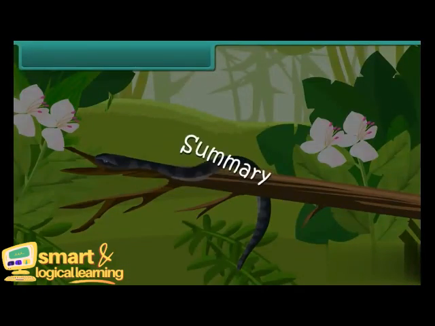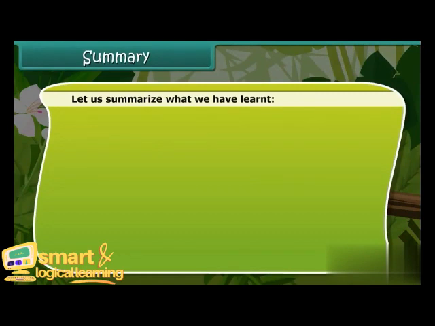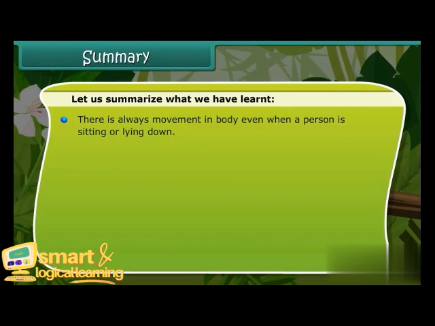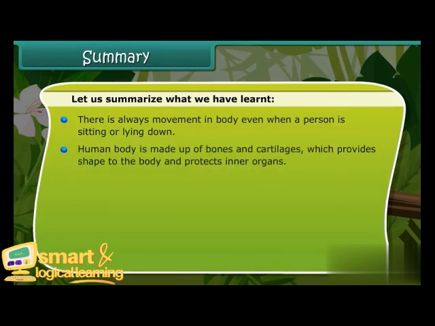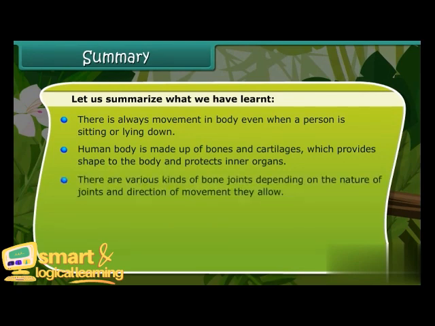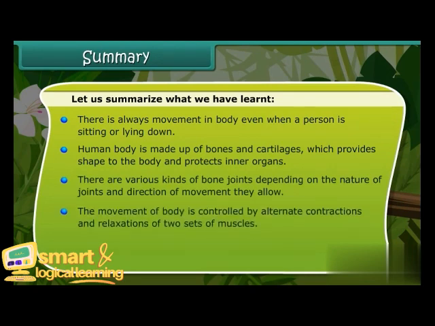Summary. Let us summarize what we have learnt. There is always movement in body even when a person is sitting or lying down. Human body is made up of bones and cartilages, which provide shape to the body and protects inner organs. There are various kinds of bone joints depending on the nature of joints and direction of movement they allow. The movement of body is controlled by alternate contractions and relaxations of two sets of muscles.